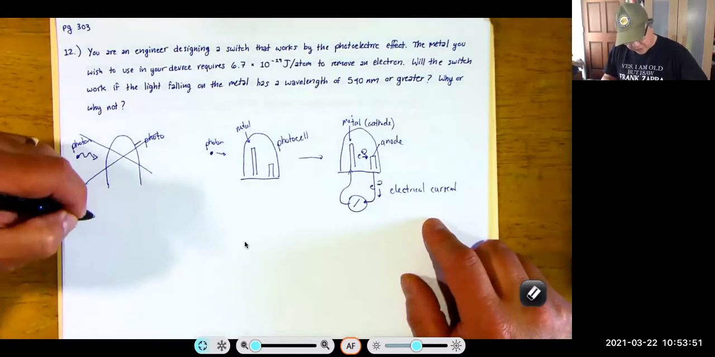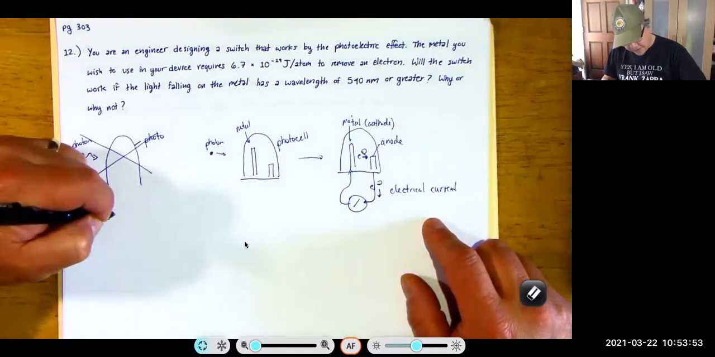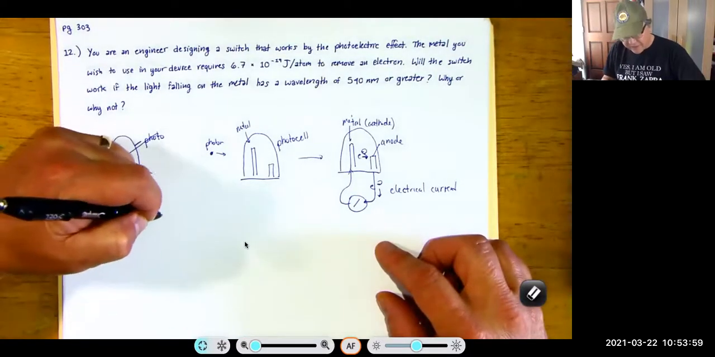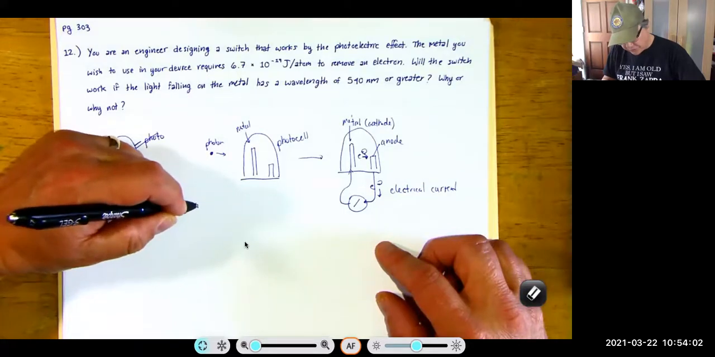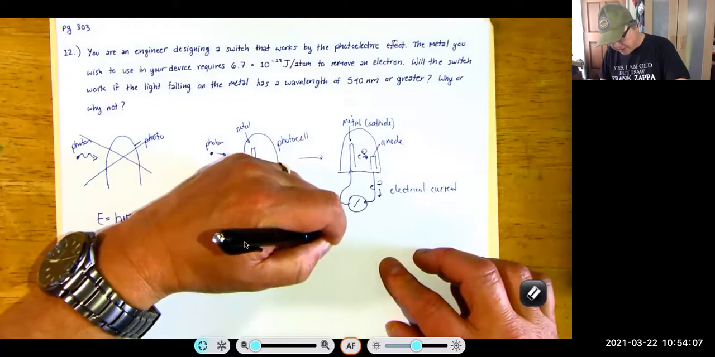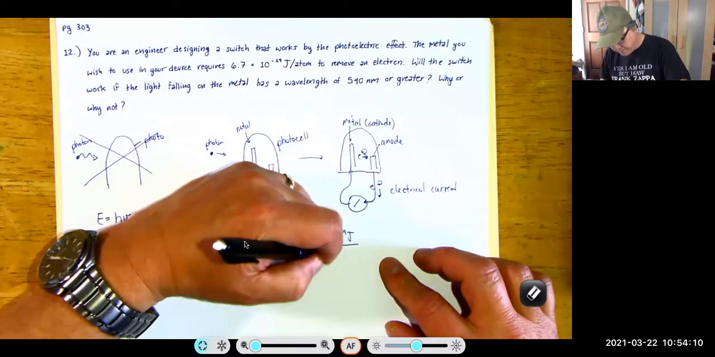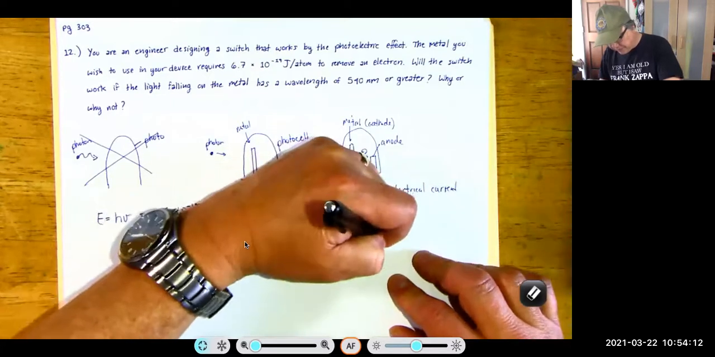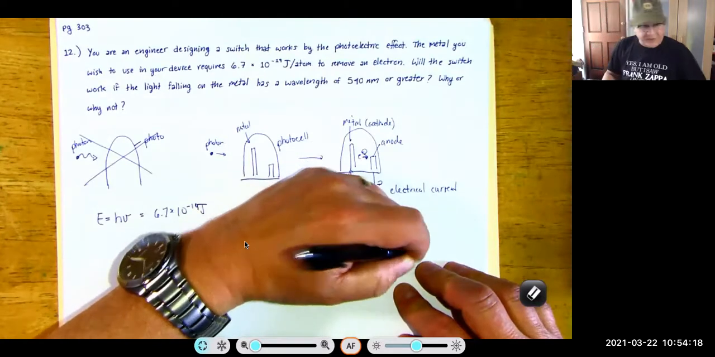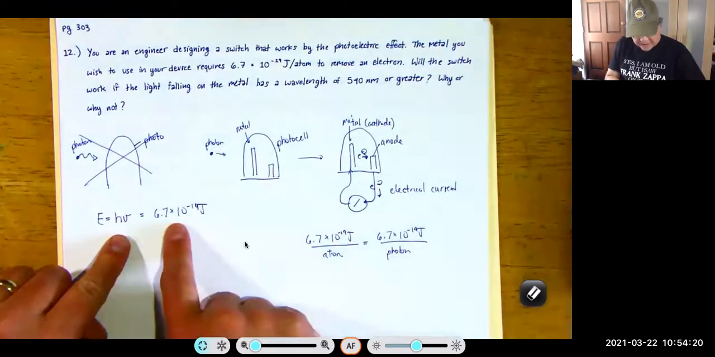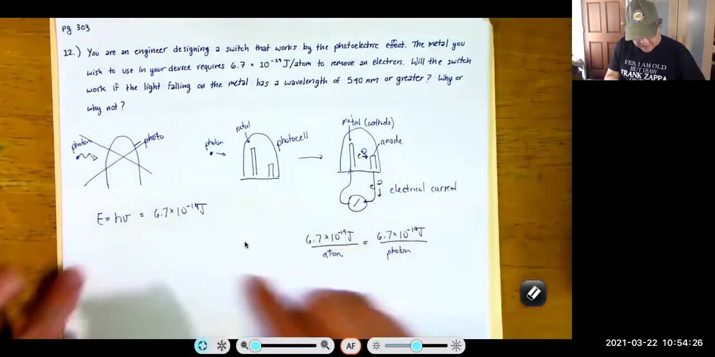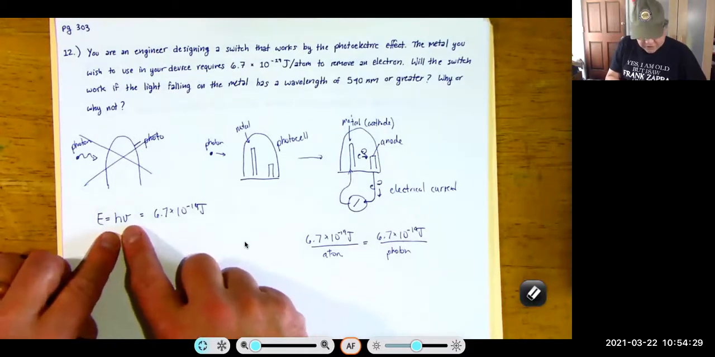So for this 6.6, we can use the energy of one photon is equal to h nu, and that's going to be 6.7 times 10 to the minus 19 joules, because 6.7 times 10 to the minus 19 joules per atom is equal to 6.7 times 10 to the minus 19 joules per photon. And since we know this is the calculation for one photon, we can actually say that this is the energy. Now, what we're going to do here is calculate the frequency of light needed to generate this much energy.